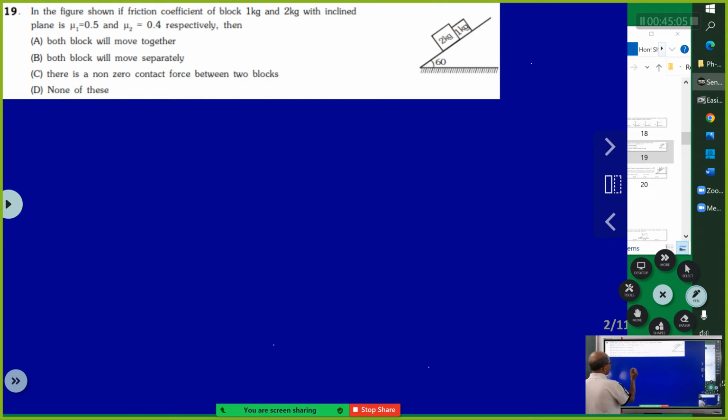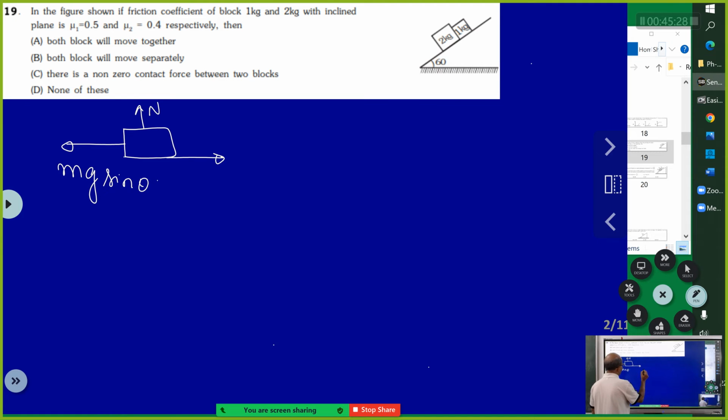So if you take any one body, the force acting here will be mg sin theta. And the normal is there, and if you calculate the friction, it is mu mg, so mu mg will be the frictional force. Okay, now just have a look at it.